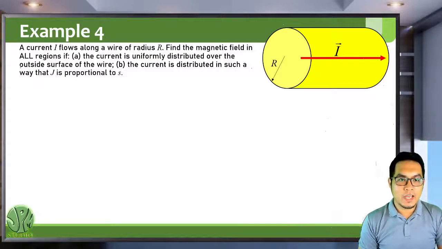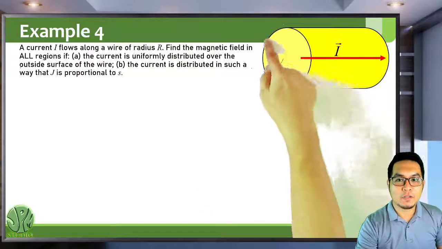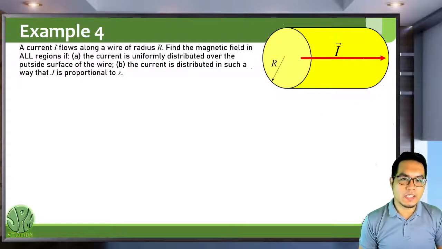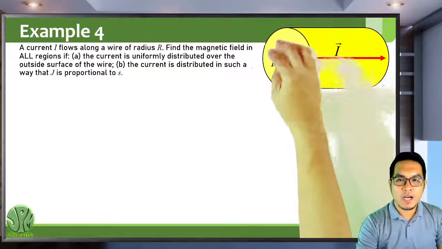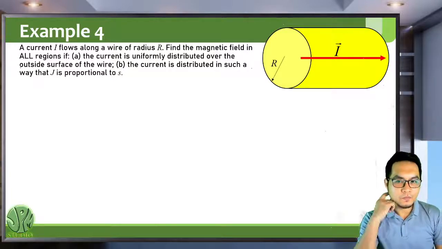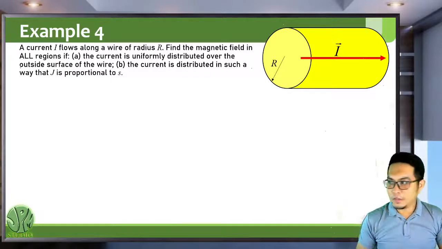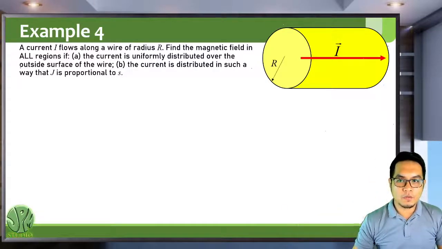In letter A, the current is uniformly distributed over the outside surface of the wire. So the current I is just on the surface, not in the volume. For letter B, the current is distributed in such a way that J is proportional to s. It's now distributed along the volume. Similar to our previous lessons, we discussed current densities. Okay, so let's first try to solve letter A.